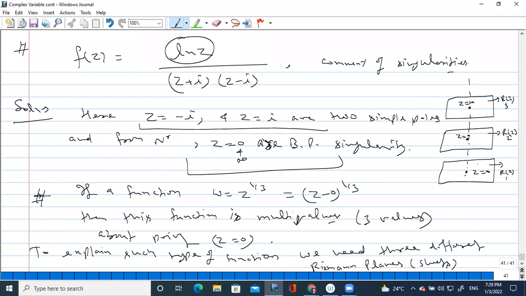For that, you can think of it like a multi-story parking. In multi-story parking, this is a pillar, and the pillar always passes through z equal to zero. You park the car here, or here, or here. So these values are different: this is the ground floor, first floor, second floor, like this. But you will always be about the z equal to zero point, which means this is the center pillar. You will always be roaming about the z equal to zero point. So about z equal to zero, we require three sheets to explain such a function. Note down this.